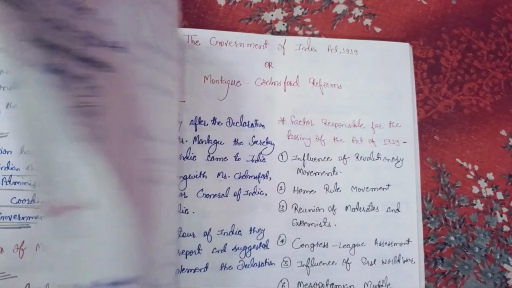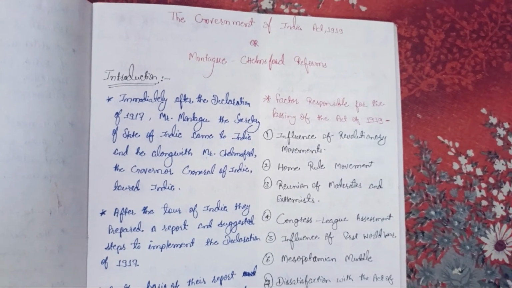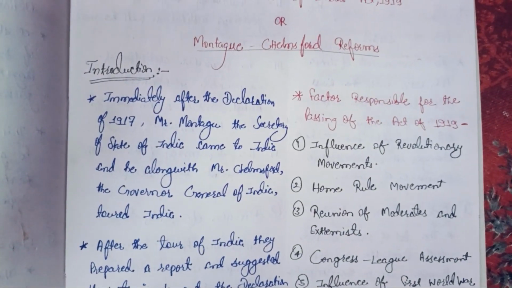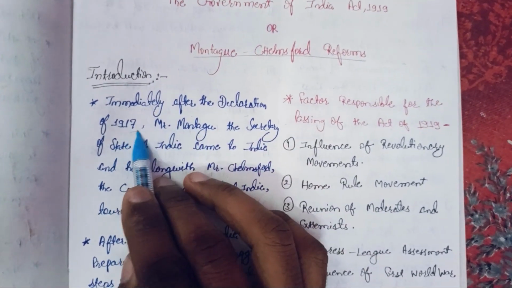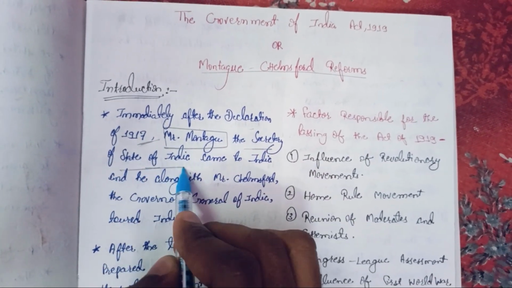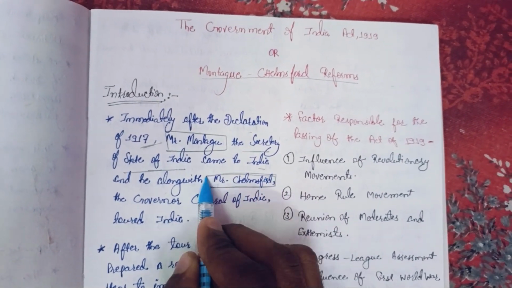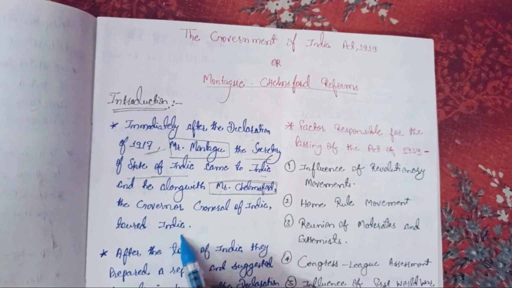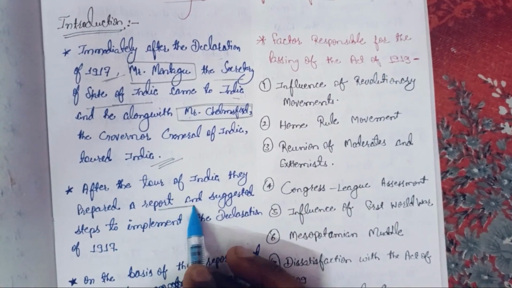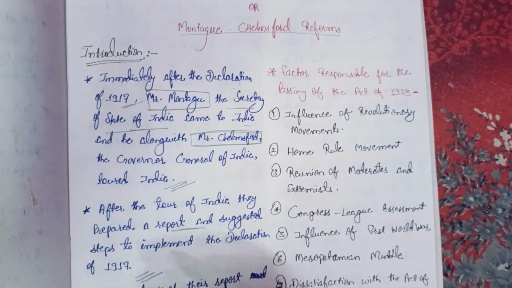So today we are going to discuss the Government of India Act 1919. It is also known as the Montagu-Chelmsford Reform. So let's see first of all its introduction. Immediately after the declaration of 1917, Mr. Montagu, who was the Secretary of State for India at that time, came to India along with Mr. Chelmsford, who was the Viceroy of India at that time, and toured India. After the tour of India, they prepared a report and suggested steps to implement the declaration of 1917.